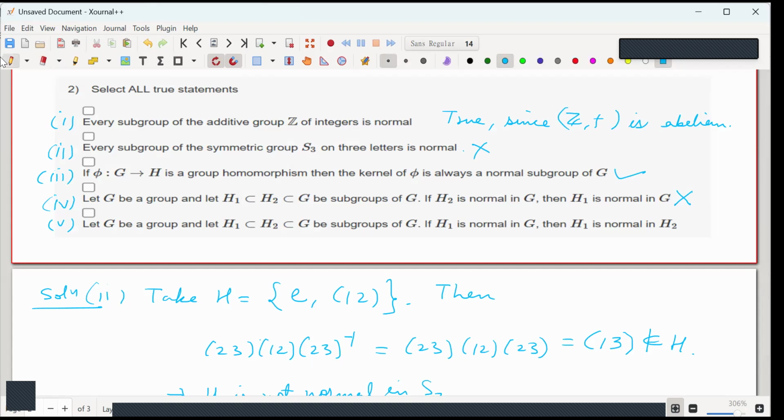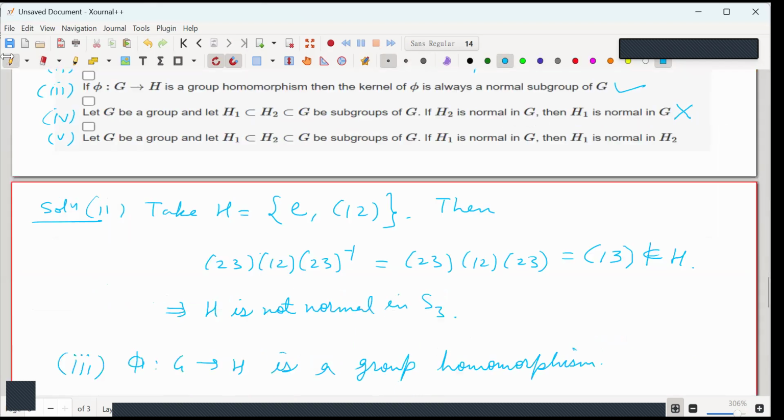Now what about the fifth one? G is a group and H1, H2 and G are in this sequence. Now here we are asking a different question. The same sequence was there in the above. If the largest one is normal, then the... or we have made a mistake, I think. Okay, fine. So if the larger one is normal, then the smaller one is not. And here, if the smaller one is normal, then will it be normal in H2 also?